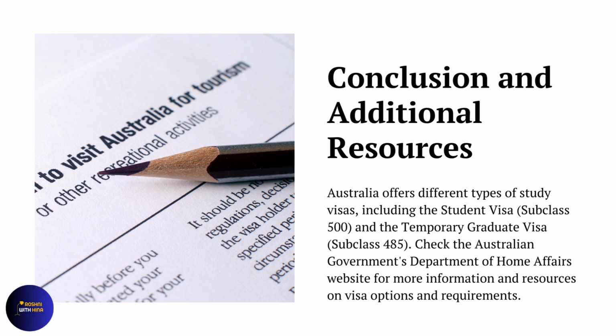Conclusion and additional resources. Australia offers different types of study visas, including the student visa, subclass 500, and the temporary graduate visa, subclass 485. Check the Australian Government's Department of Home Affairs website for more information and resources on visa options and requirements.